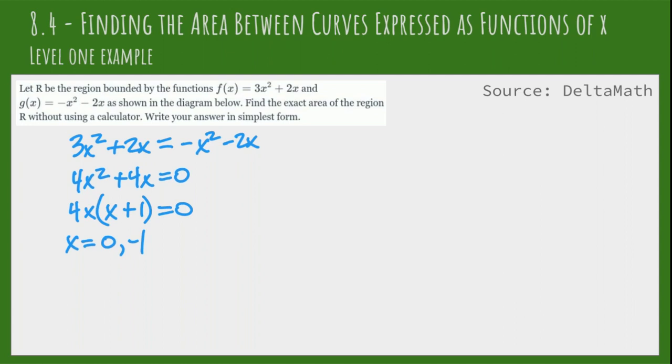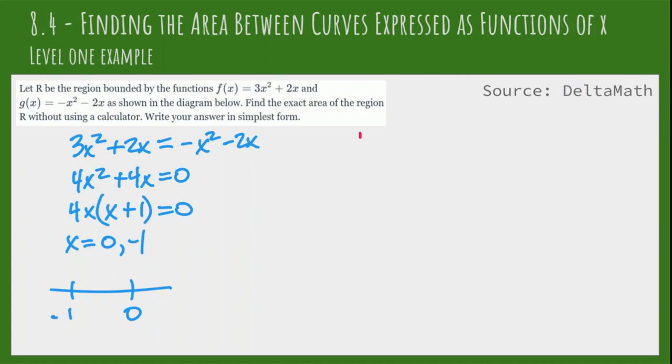The next thing we're going to have to figure out is which function is on top and which function is on the bottom. In order to figure that out, I'm going to plug in a point between negative 1 and 0. So along the x-axis, we're looking at this interval, negative 1 to 0. I'm going to plug in negative 1/2 and see which one is going to give us the greater value.